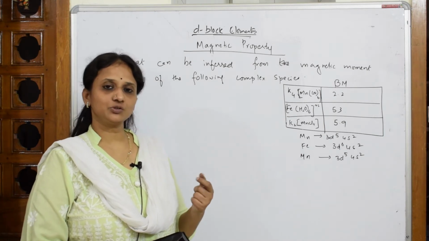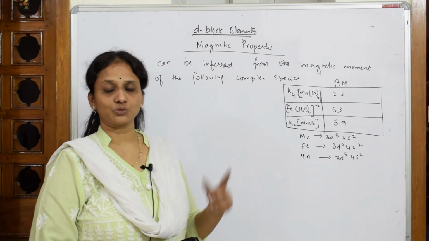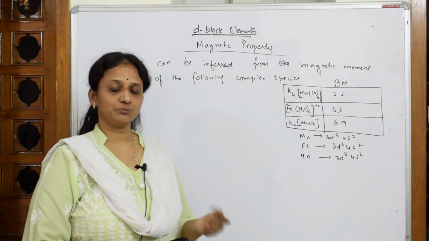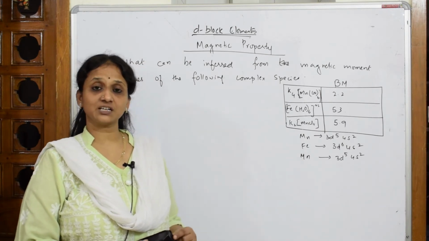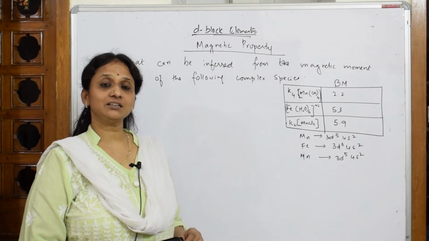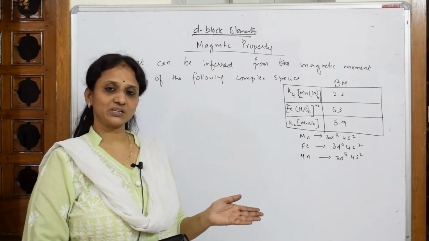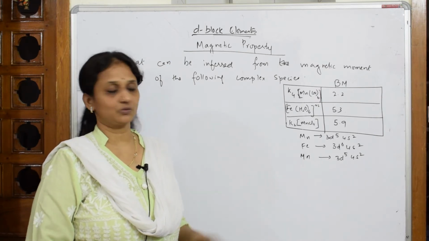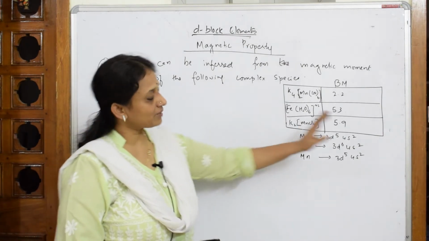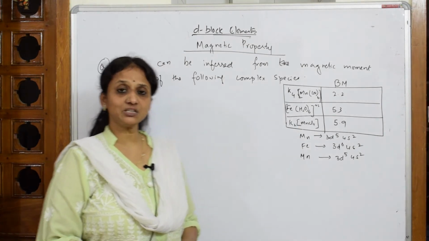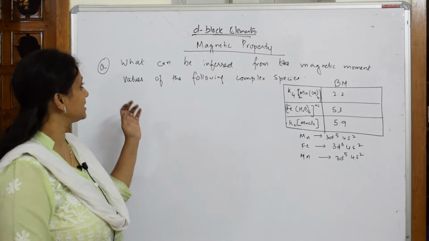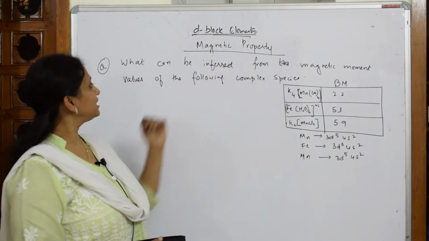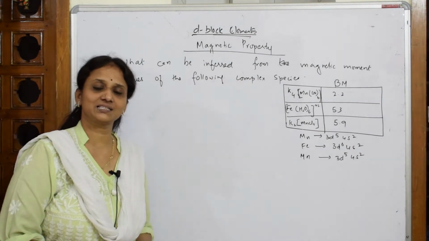So n into root of n plus 2, we have used it in calculating the Bohr magneton. Then I used that in calculating for ions, where ions were given, and from that again I calculated the Bohr magneton. Now they have given me the Bohr magneton directly and asked me to find out or infer what. Let us see what can be inferred from the magnetic moment values of the following complex series.